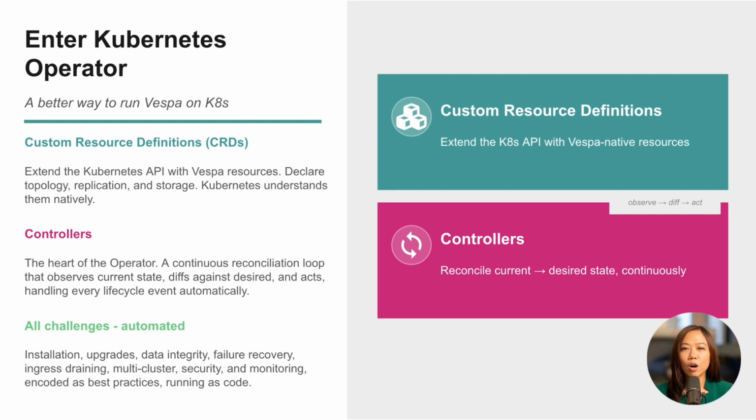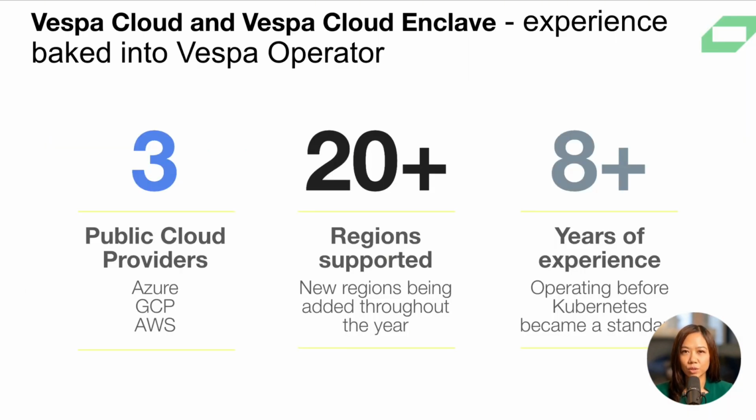And the real value of an operator is to allow you to embed the domain-specific knowledge, the best practices for how to run a specific workload in a Kubernetes cluster. And where can we get the best practices for running Vespa? It turns out we really didn't have to look very hard.